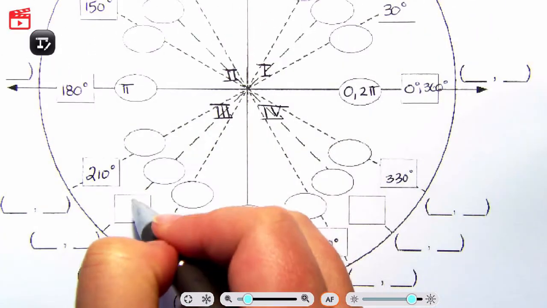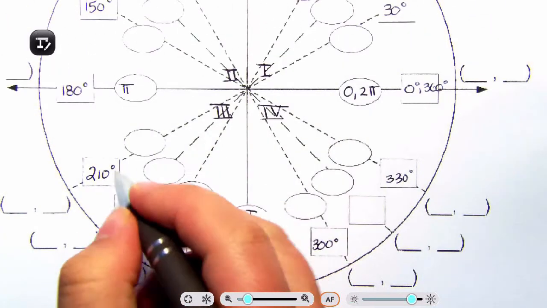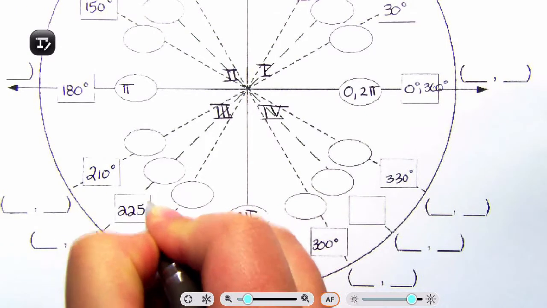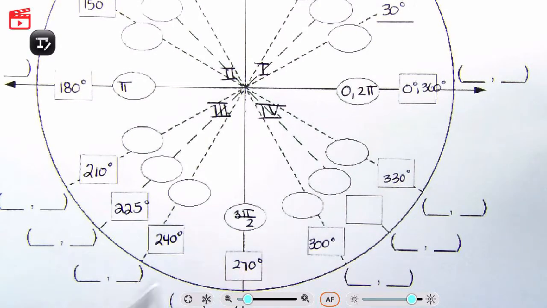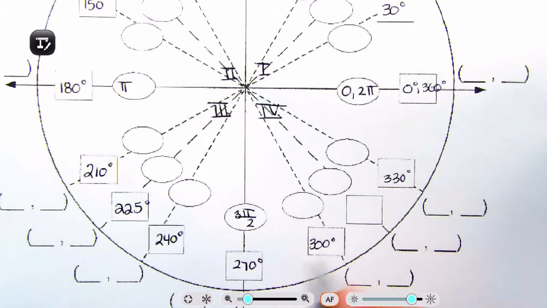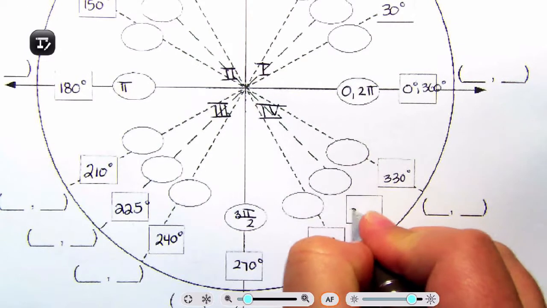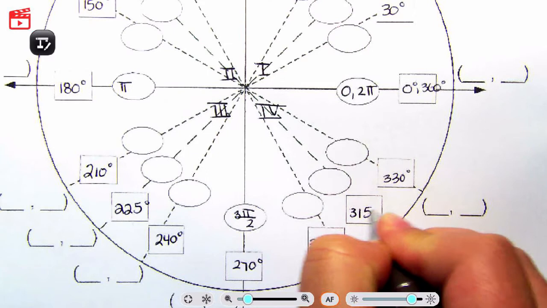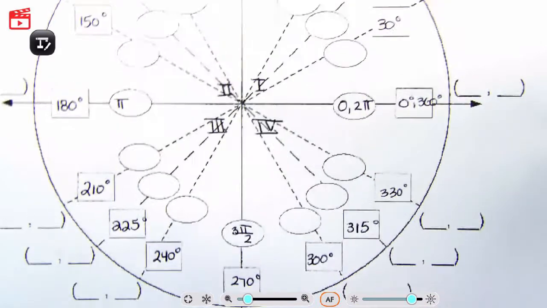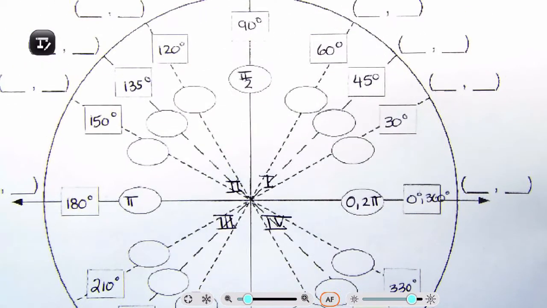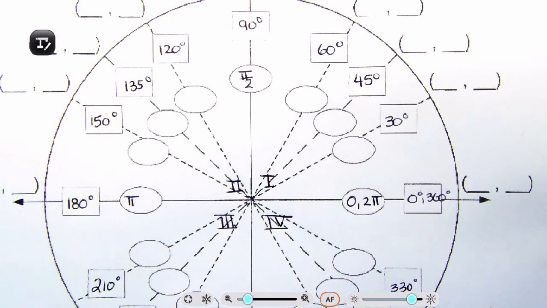If I travel another 45, that means I am at 225 degrees. Traveling another 45, and again, you see the pattern. This is 270, so this means plus 45, which is 315. So now we have all of our degrees. Let's do the same thing with radians.